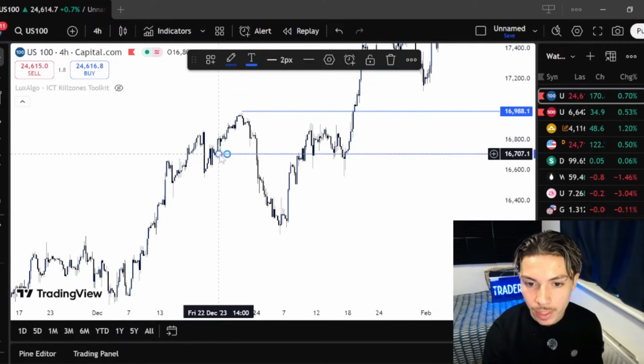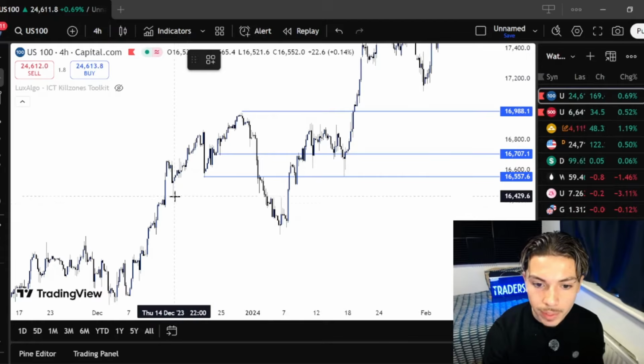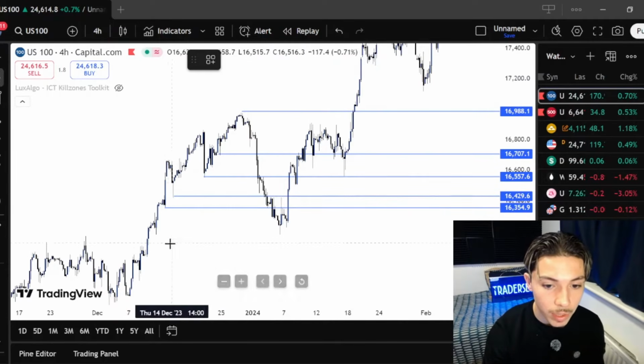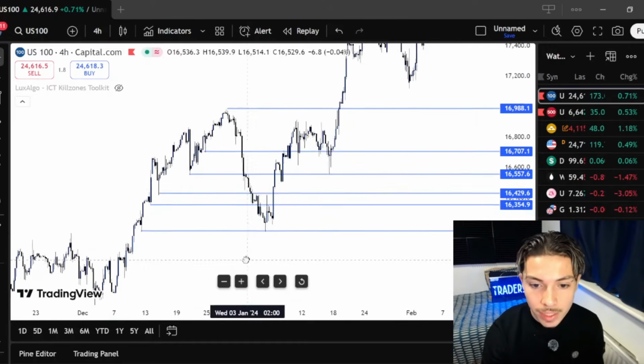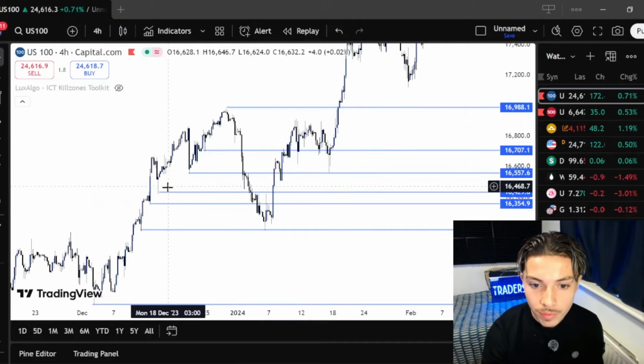Now, we have a low here. We have a low here. We have a low here. We have a low here, and so on and so on. Now, what does the market want to do? Well, quite simply, the market wants to come down, targeting all of these internal lows.